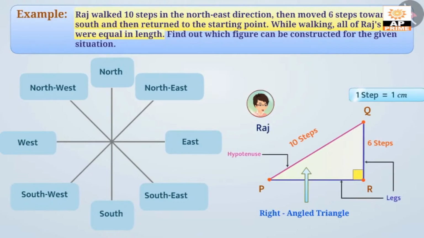If we use the given measurements, we can say that hypotenuse PQ is equal to 10 steps, which is equal to 10 centimeters, and the side QR is equal to 6 steps, which is equal to 6 centimeters. Since we know the measurement of the hypotenuse and a side of a right-angled triangle, we can construct a unique triangle using the RHS criterion.